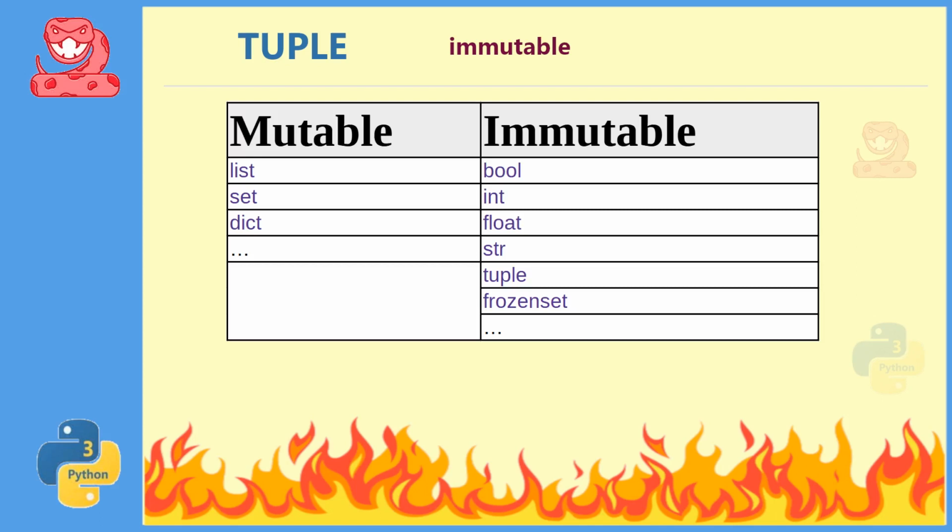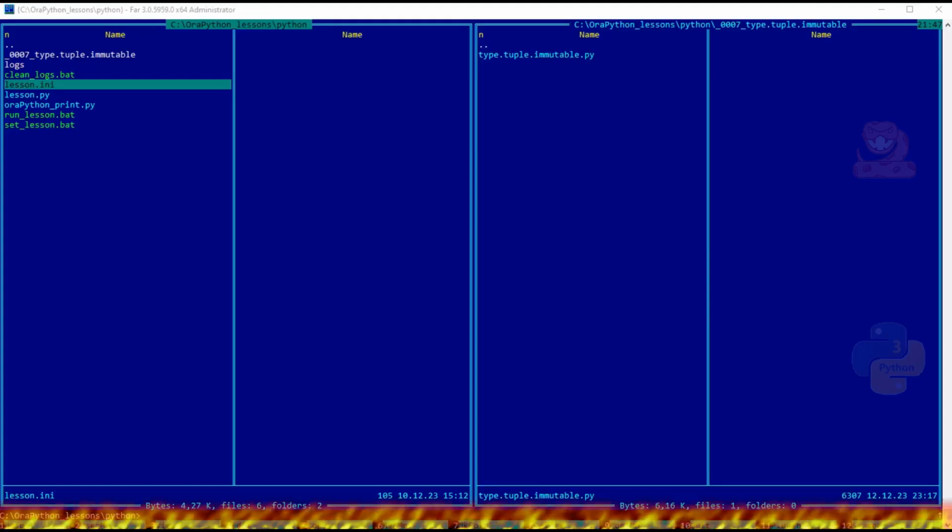Examples of mutable and immutable objects. Results of all test cases.